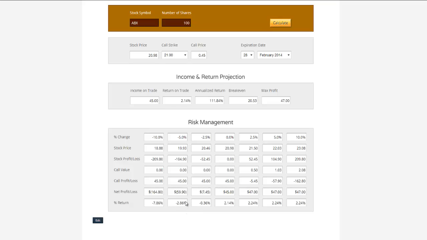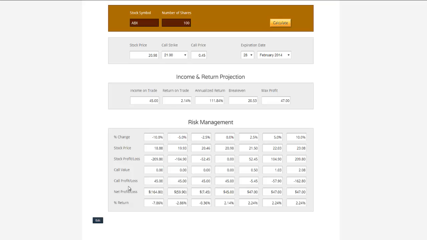So we want to do this every single week, and that's the discipline and the consistency is why this strategy works. So that's just kind of an overview of these different percentages. It also gives you what the stock price would be if it dropped 10% or any of these percents, what the loss would be on the stock, what the value of the call would be at expiration, and then what the profit and loss on the call option would be, your total net profit and loss, and then the percent, of course, return on the trade. So that's a quick run through.